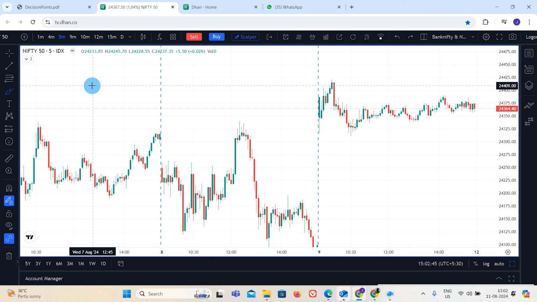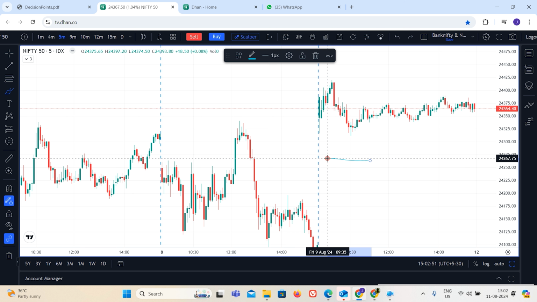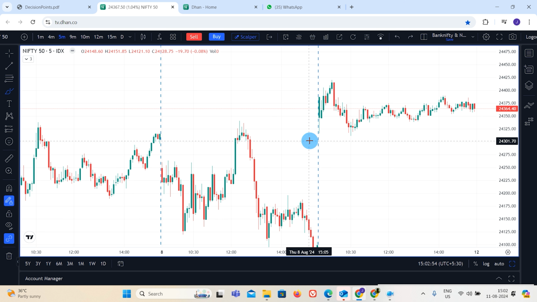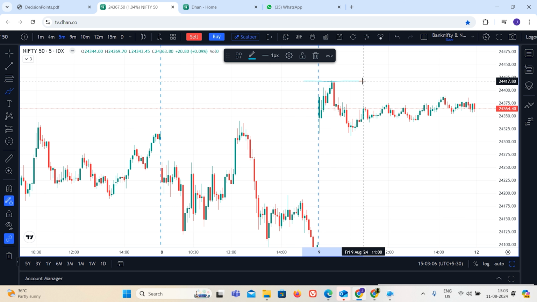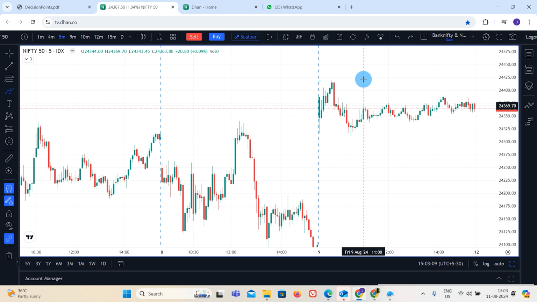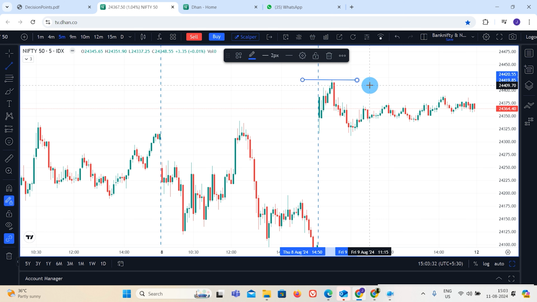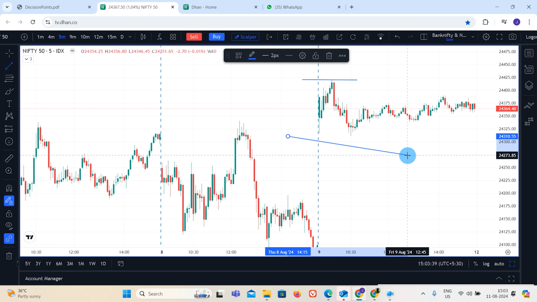I am in the Nifty 50 chart with a 5 minute time frame. I'm just trying to mark the previous day high. That is 9th, 8th. We keep on marking this for 4 or 5 days. First I try to mark the previous day high. Can you see this? I'll just try to mark. So this is a previous day high, on the 9th. Now we are trying to mark the previous day low. Okay, the low is marked.